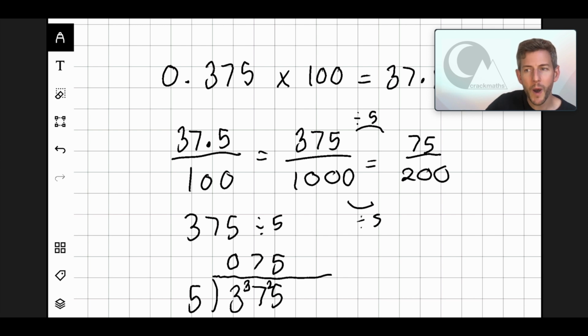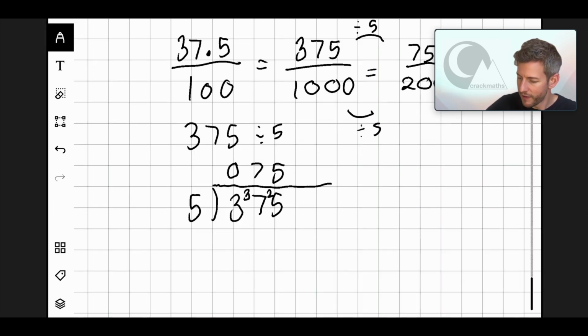Okay, so we're part way there. Unfortunately, I can see that both 75 and 200 can still be simplified further. In fact, because 75 ends in a 5 and 200 ends in a 0, I know that they can both still be divided by 5. So let's pull out the bus stop method and have another go at this.